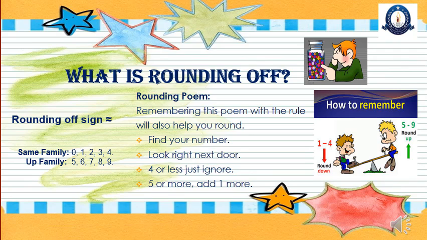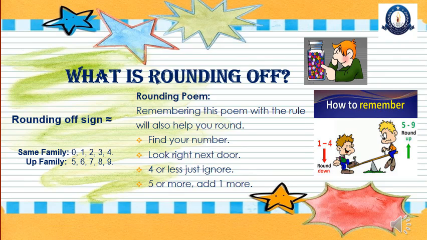The second thing is the rounding poem. Remembering this poem with the rule will also help you round. What are the rules? Find your number, the number which you have to round off. Look right next door, you will see the next number. Third rule is 4 or less, just ignore. 5 or more, add one more.